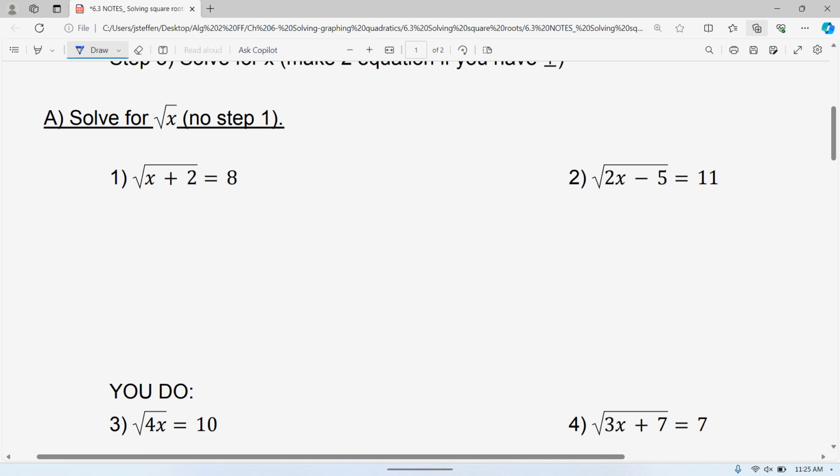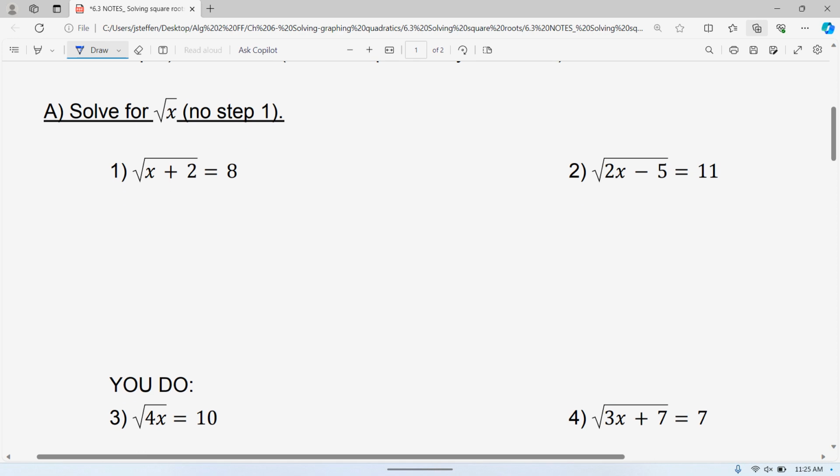So, per usual, I try to ease into this a little bit. These first ones, we don't have a step 1, so we already have the square root all by itself. Before we do anything inside the square root, we have to get rid of the square root. And I kind of like the square root symbol because it's kind of like a little box or a roof, or however we look at it, where we can't do anything in there until we get rid of it. You can't get inside the box until you get rid of that box.